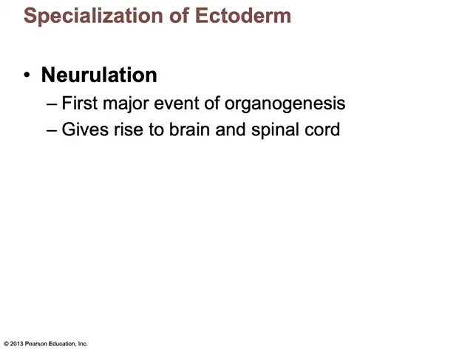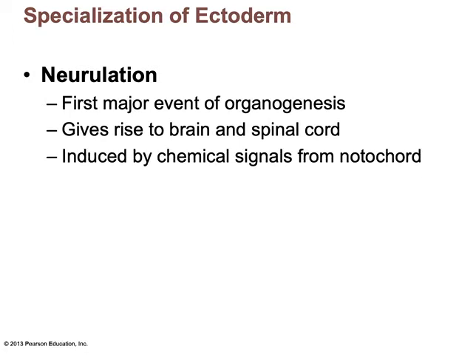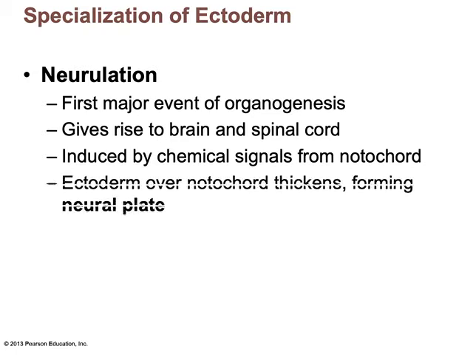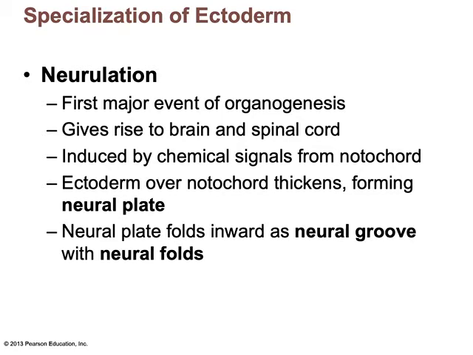Neurulation is the first major event of organogenesis and is going to produce the brain, brainstem, and spinal cord. The notochord induces this, generating a neural plate, which is a thickening over the dorsal side of the embryonic disc that will eventually become the neural groove.